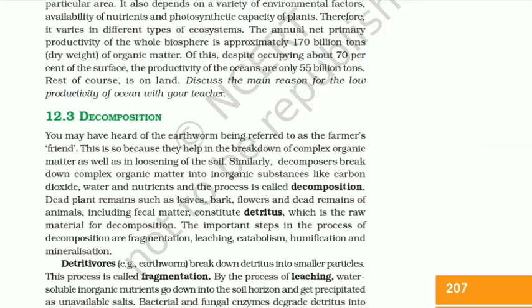The annual net primary productivity of the whole biosphere is approximately 170 billion tons, dry weight of organic matter. Of this, despite occupying about 70% of the surface, the productivity of the oceans is only 55 billion tons. Rest, of course, is on land. Discuss the main reason for the low productivity of ocean with your teacher.